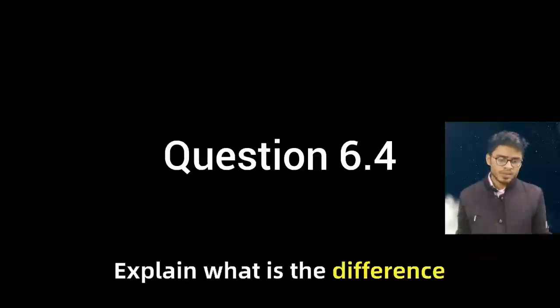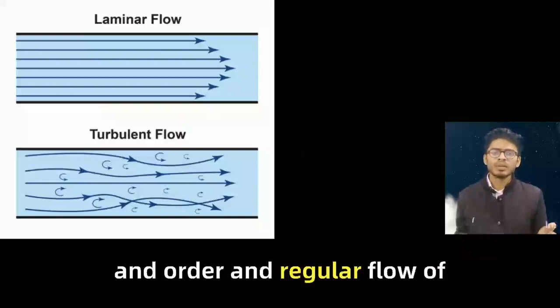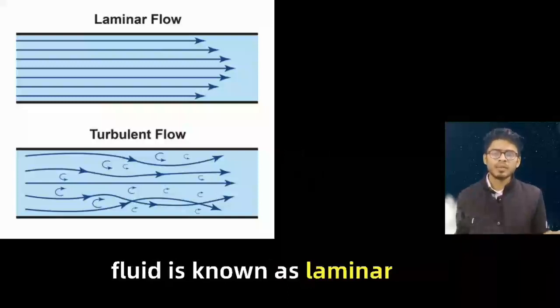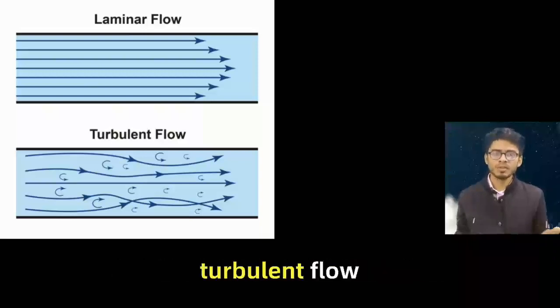Explain the difference between laminar and turbulent flow. An ordered and regular flow of fluid is known as laminar flow, and a disordered and irregular flow of fluid is known as turbulent flow.